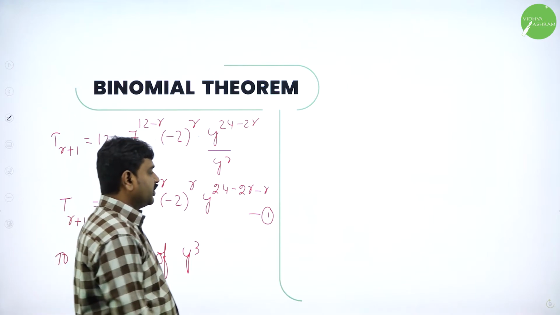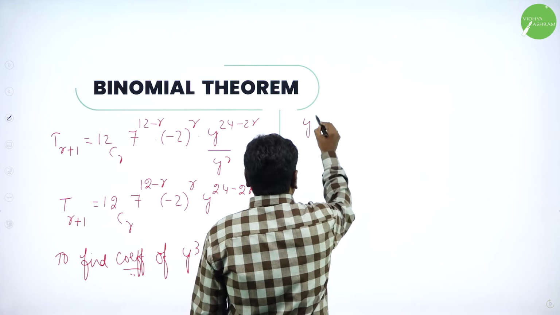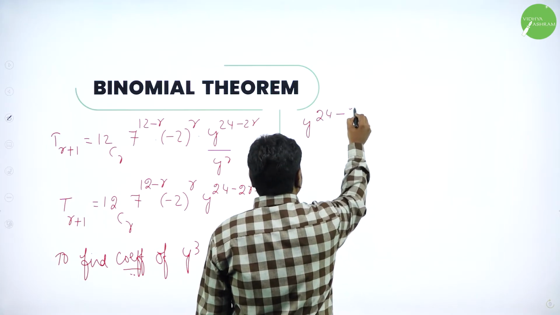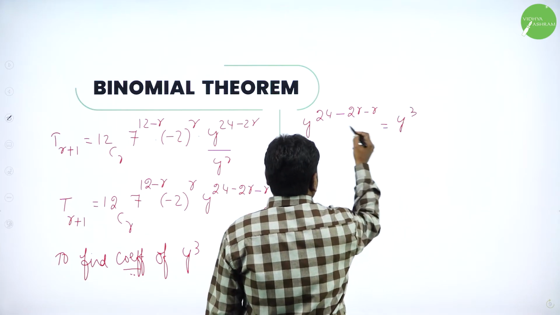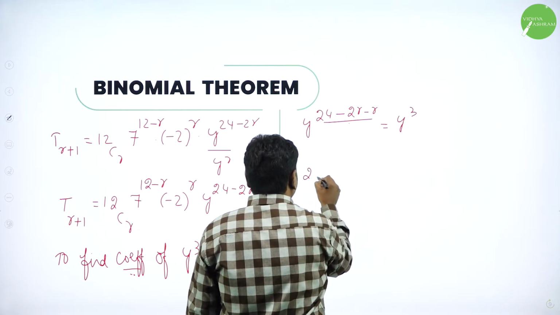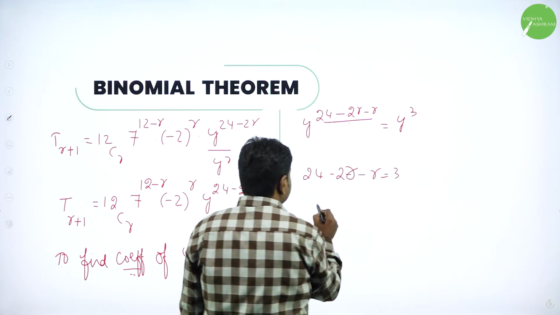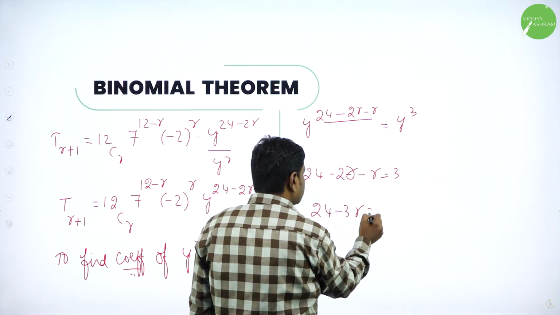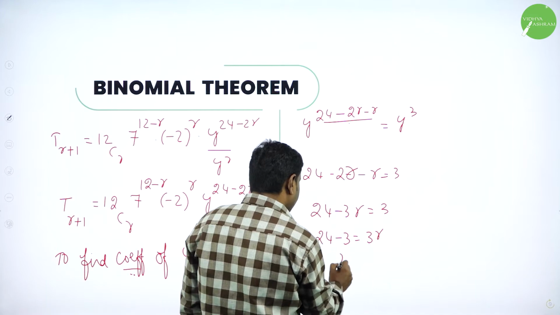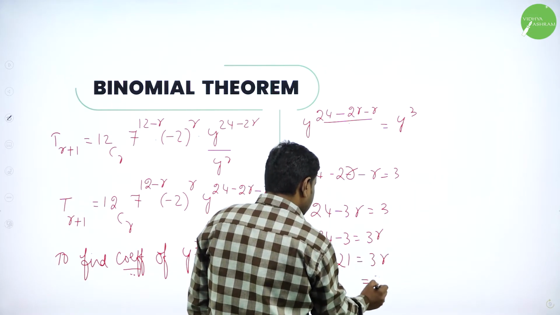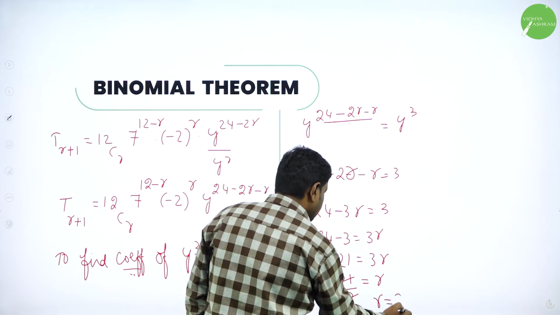In order to find the coefficient of y cube, the power of y is equated to 3. What is the power of y? y power 24 minus 2r minus r is equal to what? y cube. Power of y means 24 minus 2r minus r equated to 3. That is 24 minus 3r is equal to 3. Bring this side. So 24 minus 3 is equal to 3r, or 21 is equal to 3r, or r is equal to 21 by 3, that is 7. So you got the r value. What is the r value? 7.